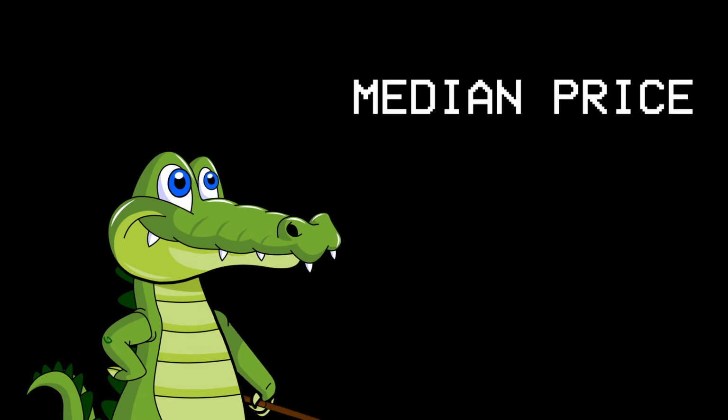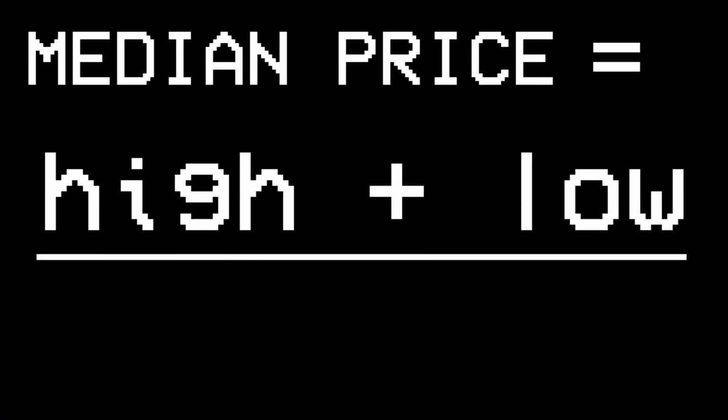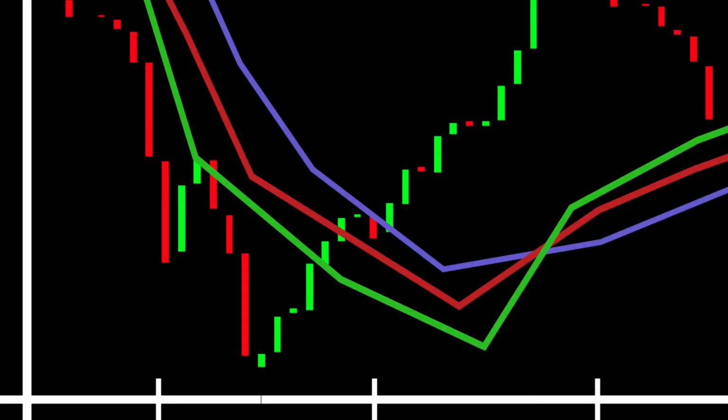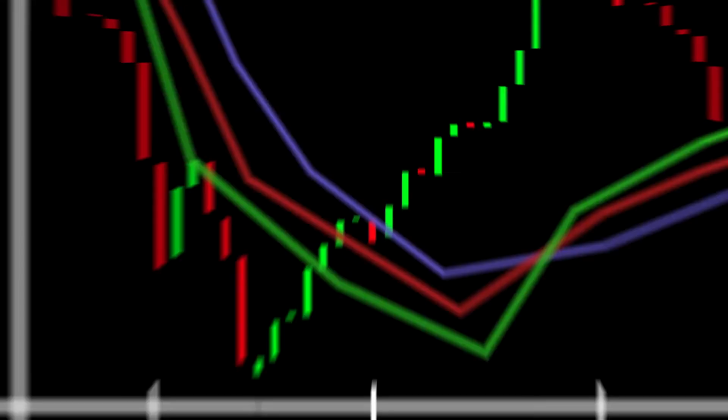First, we need to look at the median price, which is calculated like this. Median price equals high plus low divided by 2. The median indicates the combined high and low prices of the bar. Each part of the alligator indicator is smoothed by the following period and shifted forward to the next period after that. Let's take a look at each segment of the indicator.